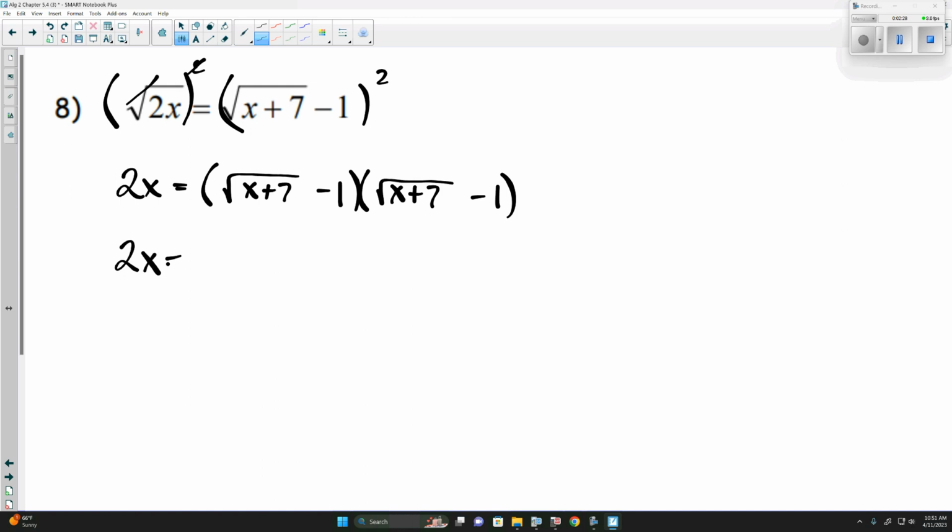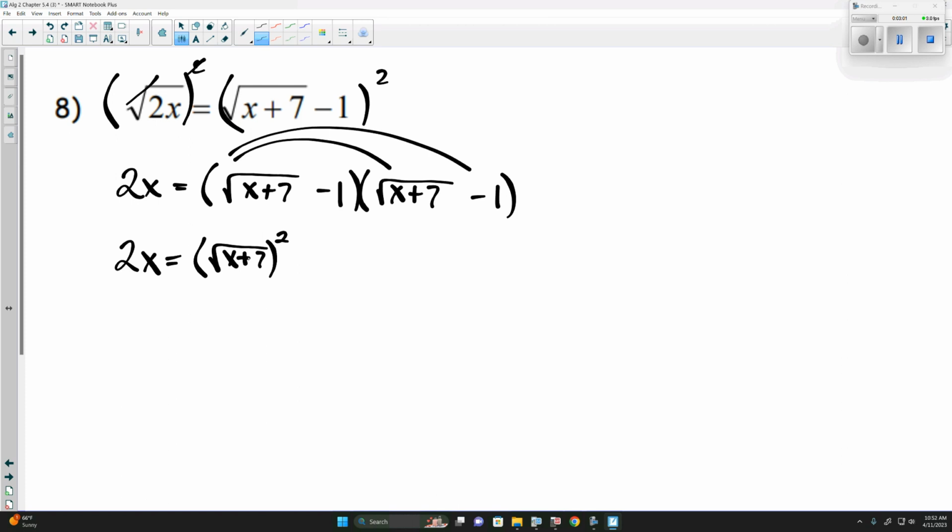The left-hand side is still going to be 2x, but on the right-hand side we have to use our distributive property and multiply this out. We'll have the square root of x plus 7 times the square root of x plus 7, which gives us the square root of x plus 7 squared. That square root and square will cancel out, which makes this a little nicer to work with.